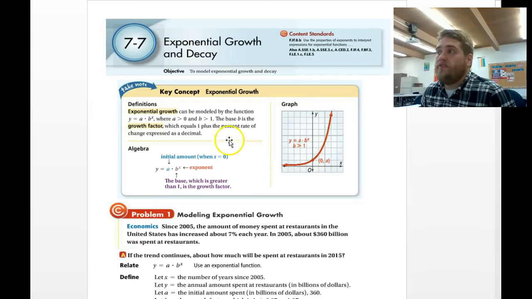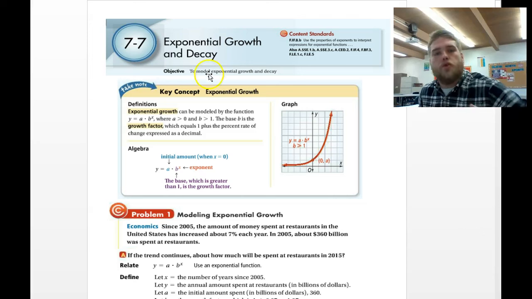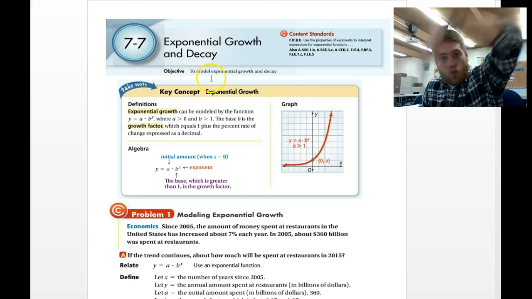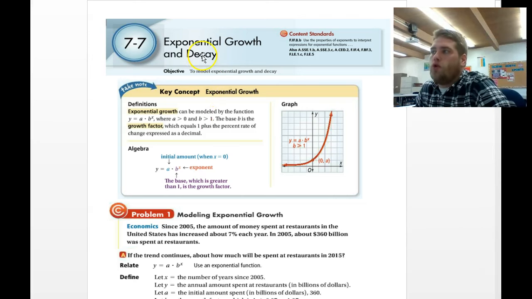Okay guys, these are the 7-7 notes, exponential growth and decay. A lot of this is based on what we learned block day in class about how to graph exponential functions. Remember, with linear functions, it's a straight line. With exponential, it's going to shoot way up or way down. So, exponential growth or decay.